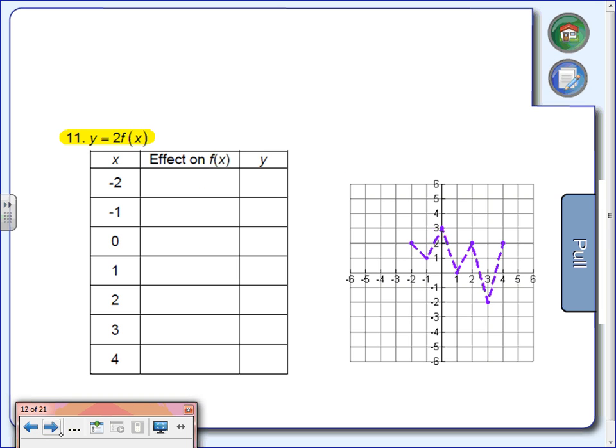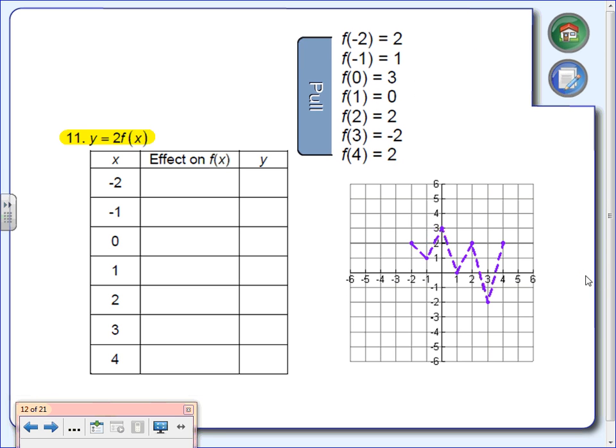All right, let's go on to number 11. We're going to multiply again. But this time the multiplication occurs on the outside of the parentheses. So now it's 2 times f of x. So this is going to work a little different here, guys. Let me bring the numbers up.